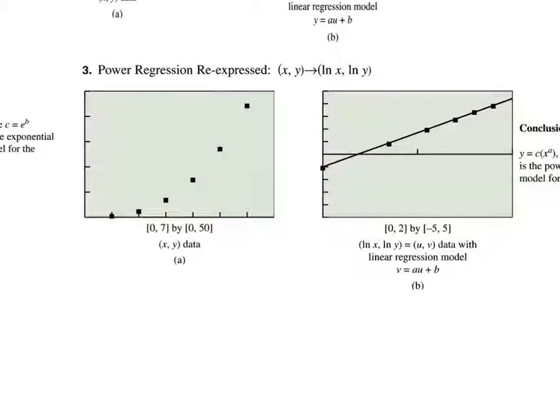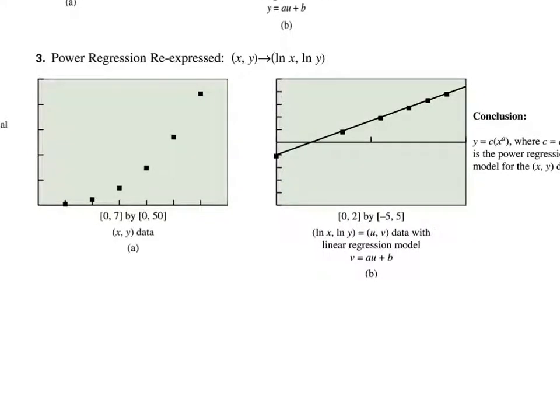The power regression re-expressed. So far we've taken the natural log of x and the natural log of y separately. Now it's when they're together. So if this looks a little bit like exponential, but it happens to be a power function, you try the exponential and it wouldn't line up like this. So that's when you do natural log of x, natural log of y. And that's when you know you can use that for the model to predict.